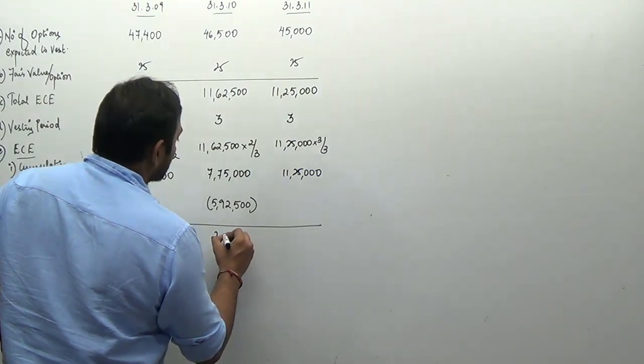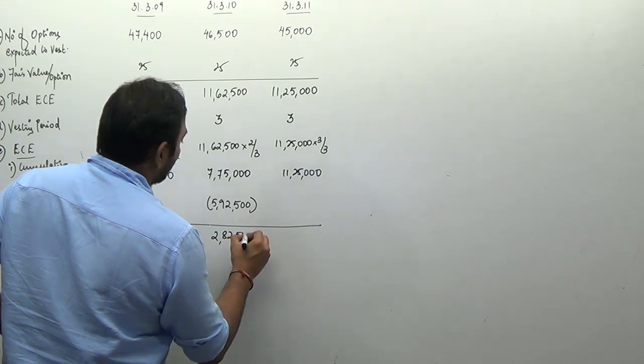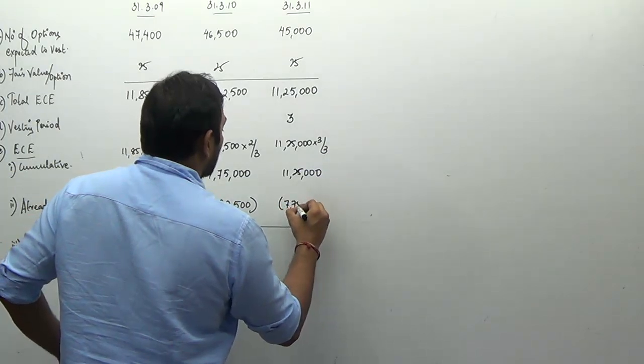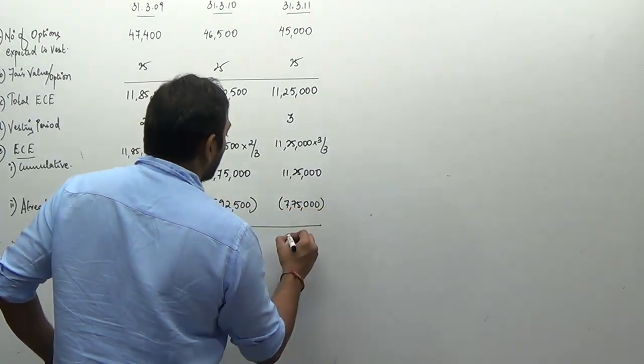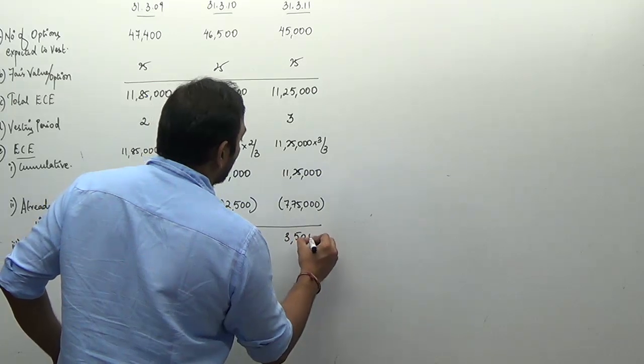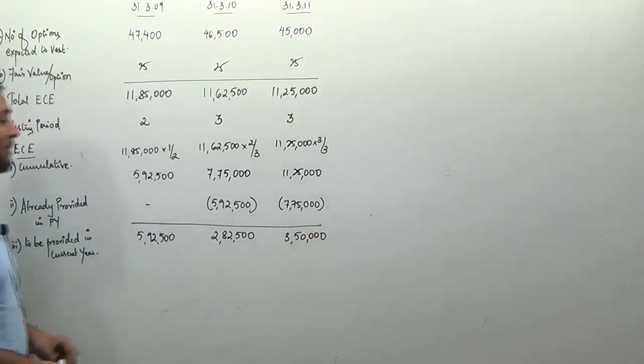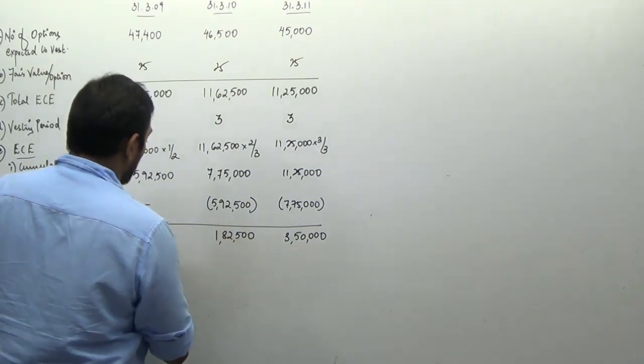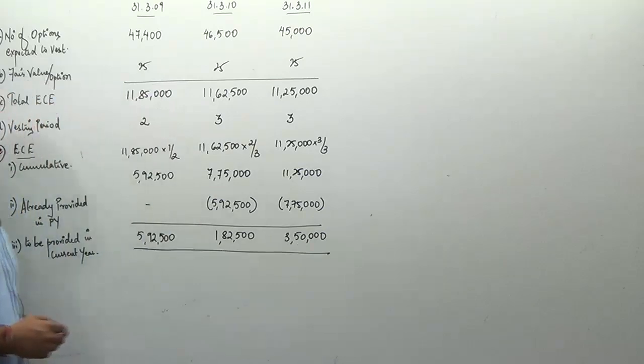This is 2,82,500. 7,75,000 already provided, so 3,50,000 to be provided. That is all he asked. What is the expenditure to be provided each year? This is 182,500. And that is your final answer.